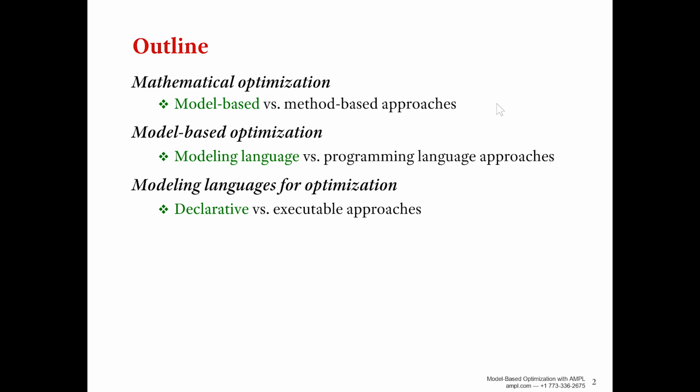Now, as you can see in this outline, I'm going to do this in three parts. I'm going to start by talking about approaches to mathematical optimization generally, and I'll contrast a method-based approach to the model-based approach that we use in AMPL. And then I'll look at model-based optimization, and I'll contrast a programming language approach to the modeling language approach that we use in AMPL. And then finally, I'll talk about modeling languages, and I'll contrast an executable approach to the declarative approach that we use in AMPL.